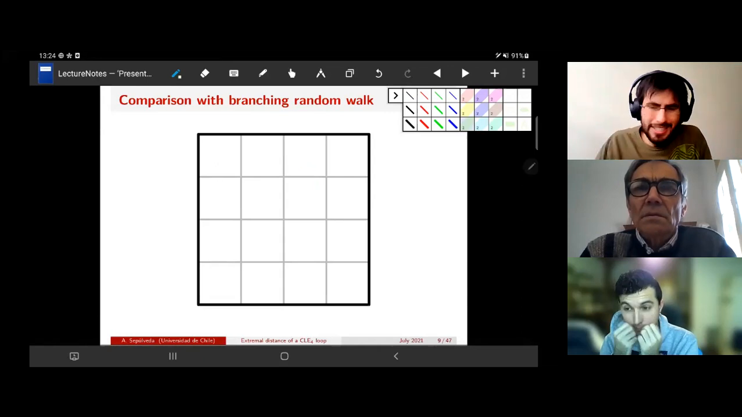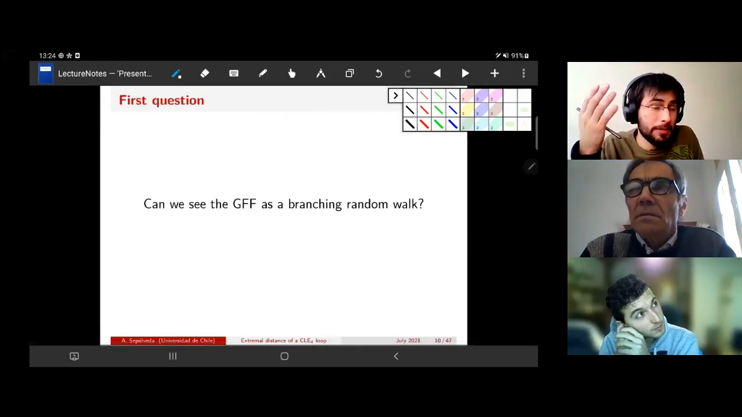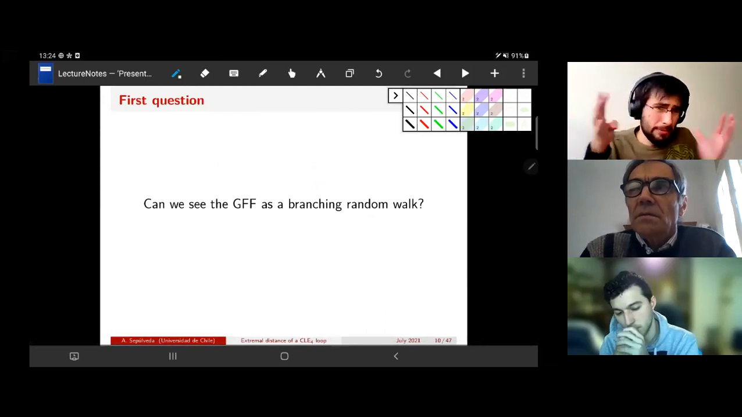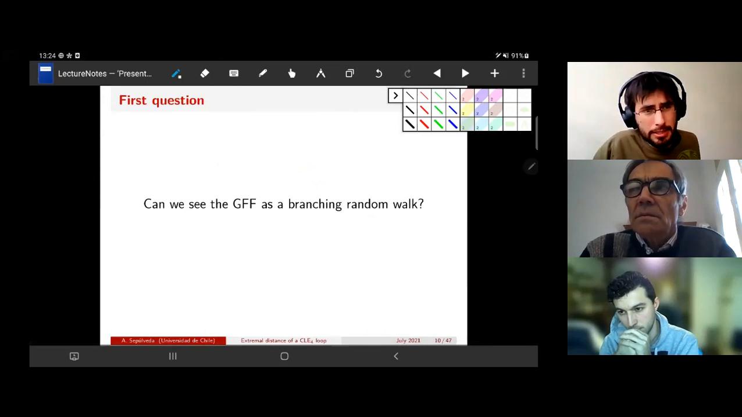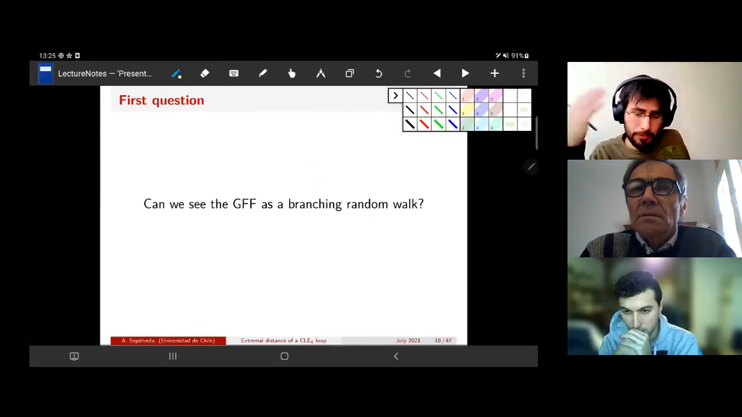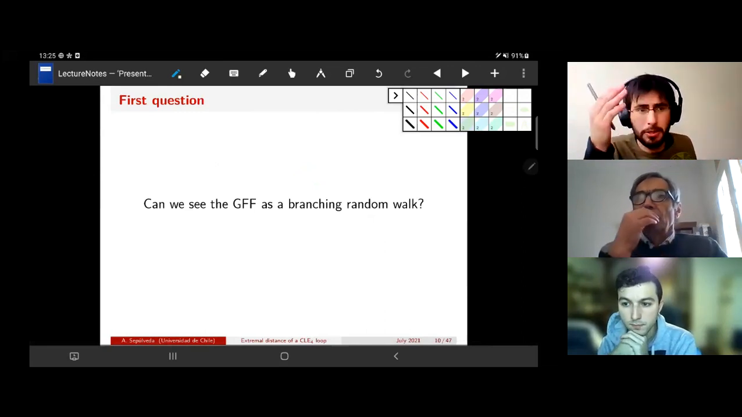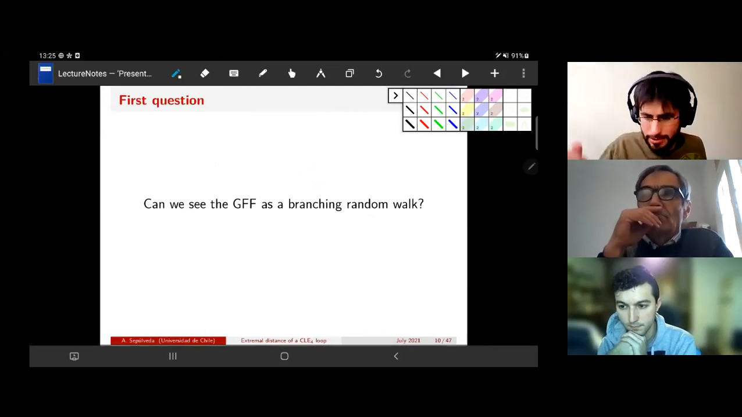So the question is this: is this a real thing? It feels like the branching random walk and the Gaussian free field in a certain way belong to the same universality class, but can one actually couple them in a reasonable way, or can one see the Gaussian free field as a branching random walk? The answer is going to be positive, and the first part of the talk will be just to try to explain to you what this result is.